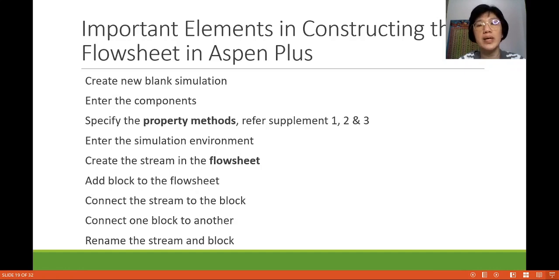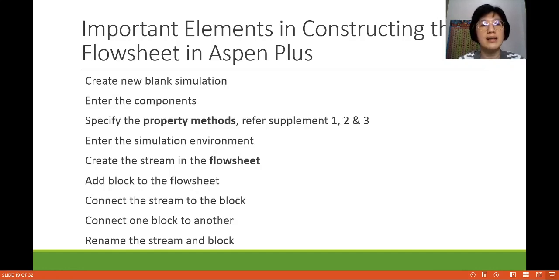Property method over here is referring to the thermodynamic model, like whether it's an ideal gas, whether it is obeying the model of Peng-Robinson, and etc. This one we are going to have another separate session later on, before we start chapter 2. So after we specify the property method, then we enter the simulation environment, then we create the stream in the flow sheet, and then we add the block.